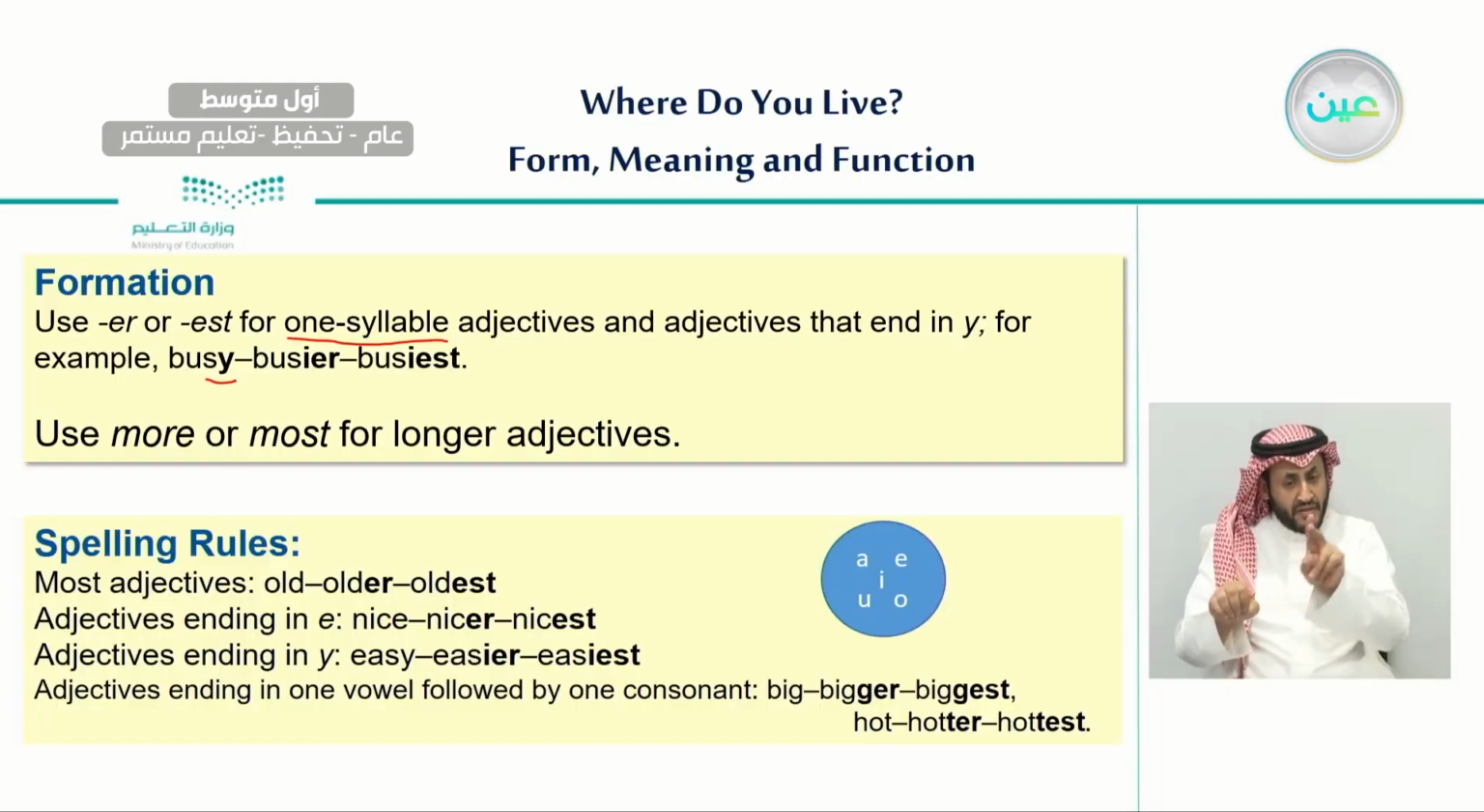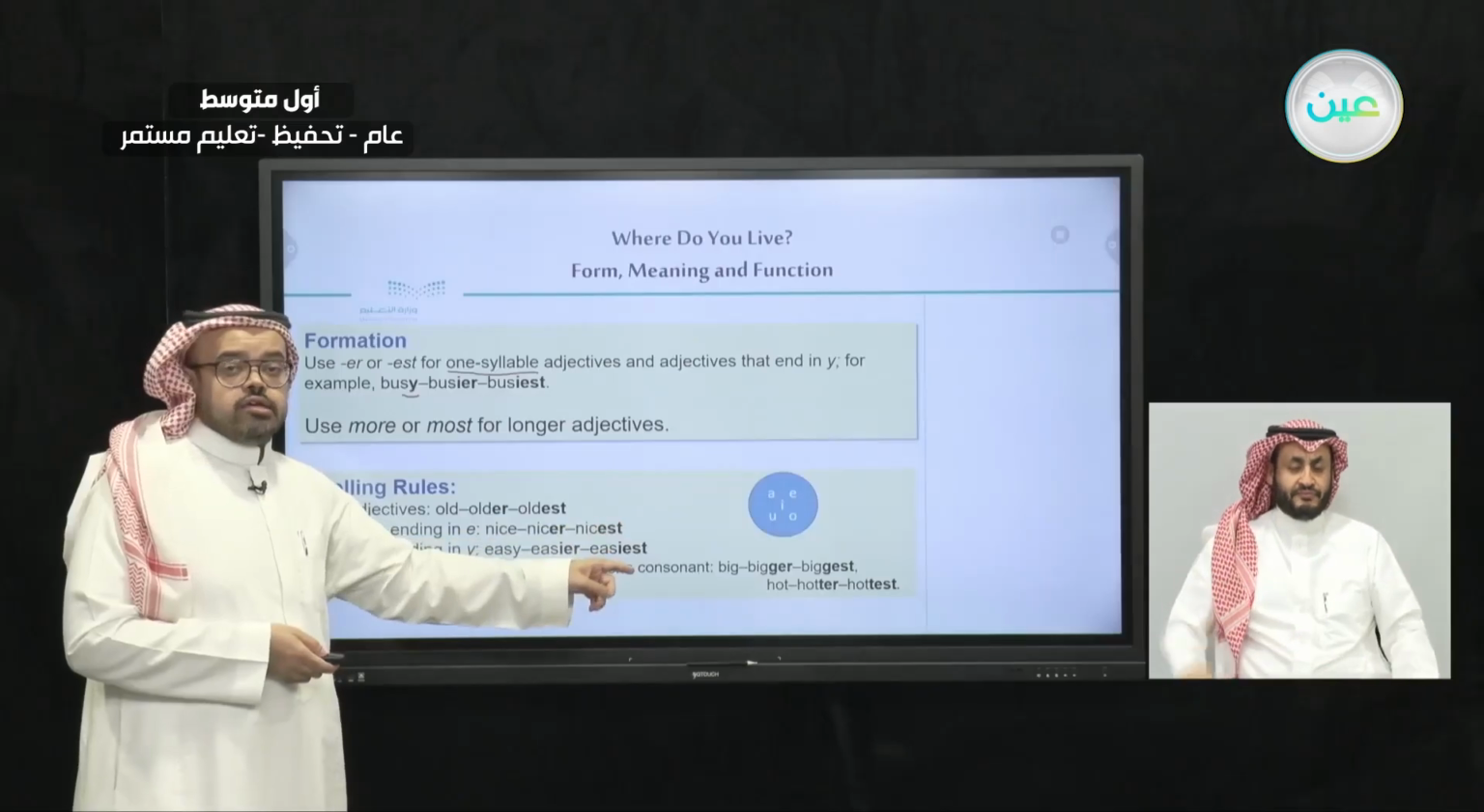For example, nice, this is an adjective that ends with e. If we want to use it in the comparative form, we would say nicer. We only added here r. And if we want to use it in the superlative form, we would say the nicest. Here we only added s and t. Also, with the adjectives that end with y, as we said earlier with busy, we change the y into an i. So easy becomes easier and easiest.